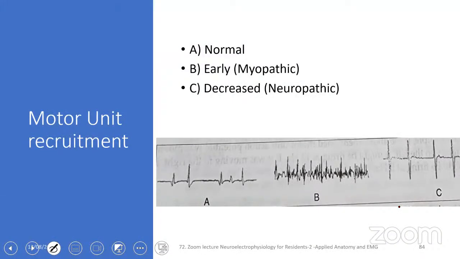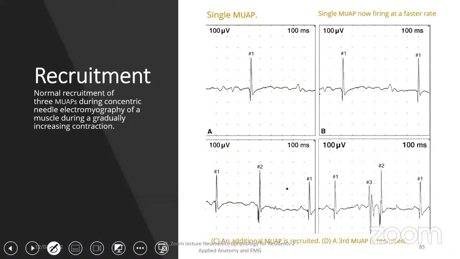So motor unit recruitment: normal, early recruitment is myopathic, decreased recruitment is neuropathic pattern. So this is a normal recruitment. The early recruitment, which is a myopathic pattern, and very early decrease. So small amplitude, polyphasic, early recruitment is myopathic, incomplete or decreased is neuropathic pattern, and normal recruitment of 3 MUPs during concentric needle electromyography of a muscle during a gradually increased contraction.